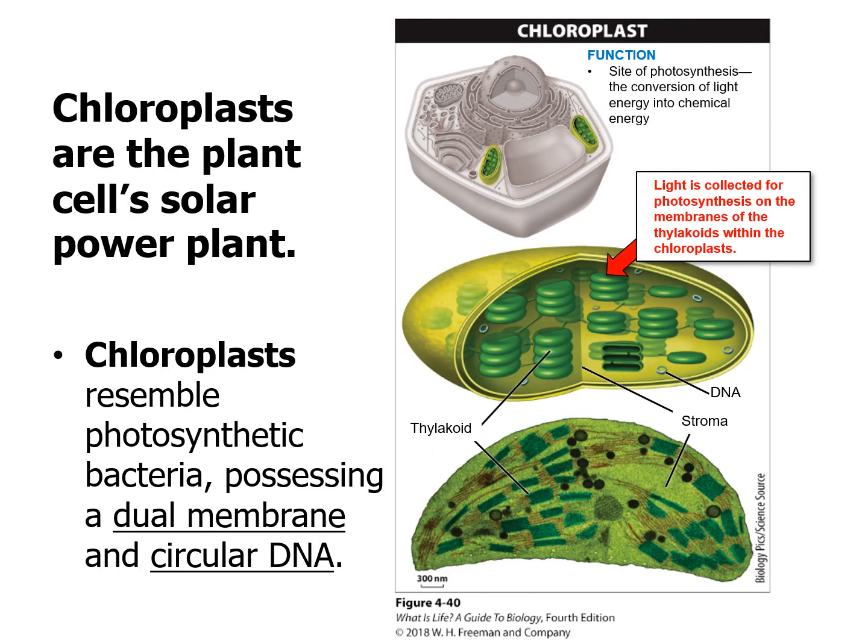Okay, on to chloroplasts, little green buddies that are super adorable to see under a microscope. Chloroplasts are the plant cell's solar power plant, which, again, try saying that 5 times fast. Chloroplasts resemble photosynthetic bacteria, possessing a dual membrane and circular DNA. Their function is to be the site of photosynthesis, which is the conversion of light energy into chemical energy, specifically into sugars.